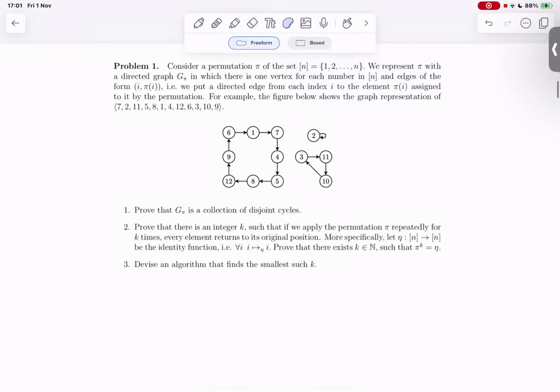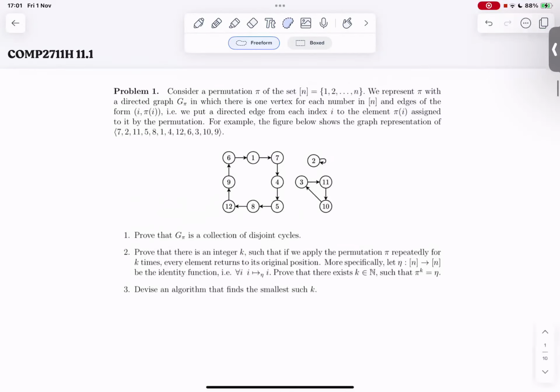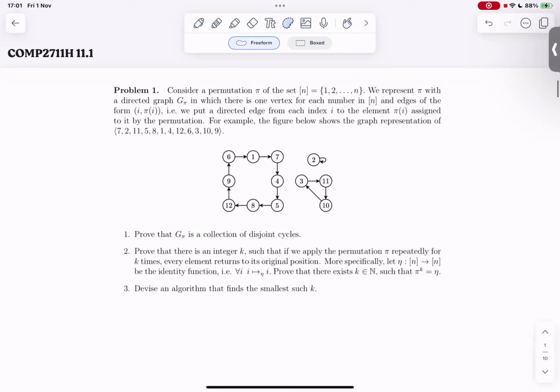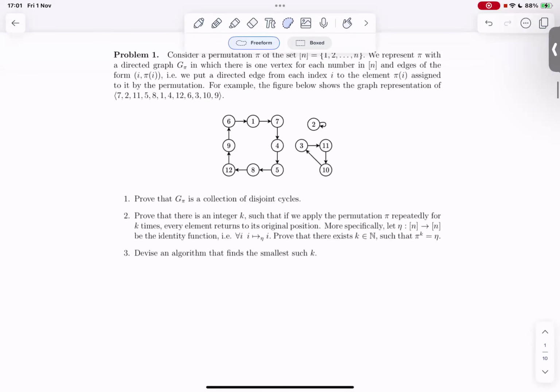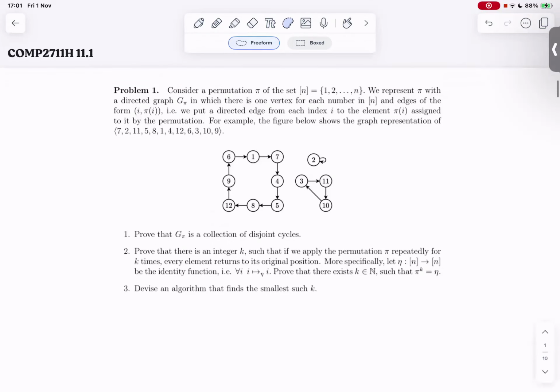Okay, so let's start. Today I'm going to talk about the weekly problem set 5. So let's get started. For the first problem, consider a permutation of set n. The first problem is to prove that a permutation is a collection of disjoint cycles.